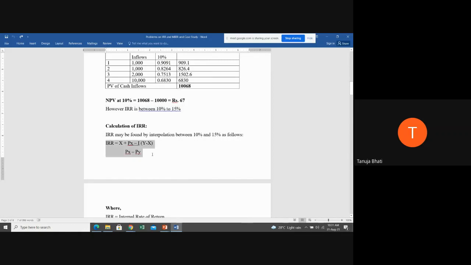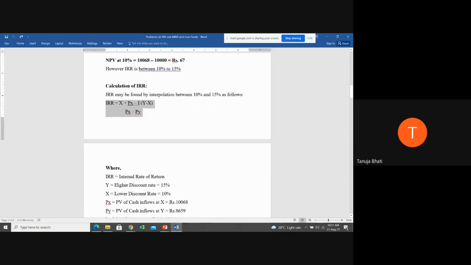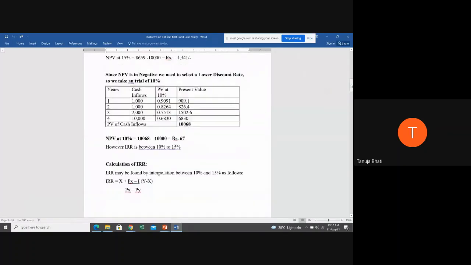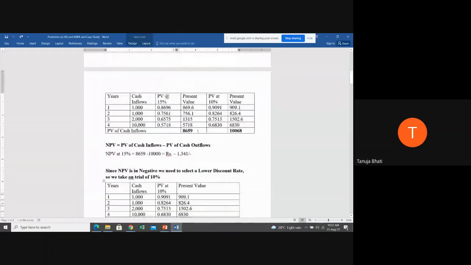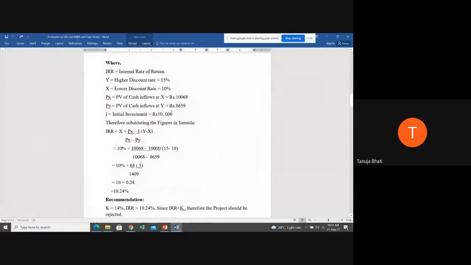So IRR, you write the formula. Where IRR is internal rate of return, Y is the higher discount rate. Between 15% and 10%, which is the higher rate? 15%. Lower discount rate is 10%. What is the PV of cash inflows at the lower discount rate? PV of cash inflows is 10,068. And at Y, what is the PV of cash inflows? It is 8,659. And initial investment is 10,000.